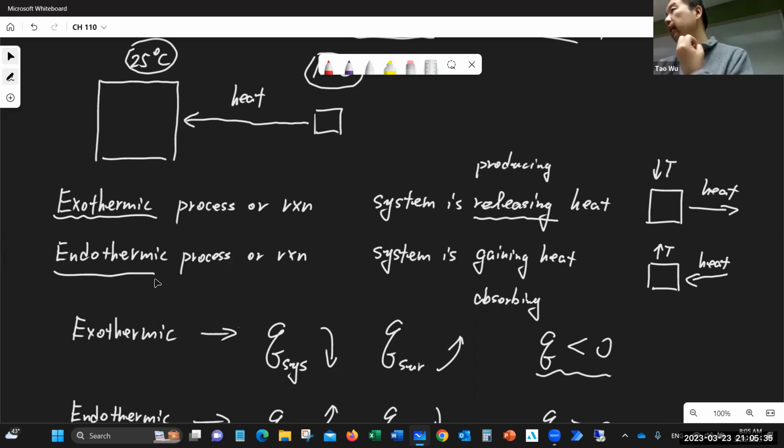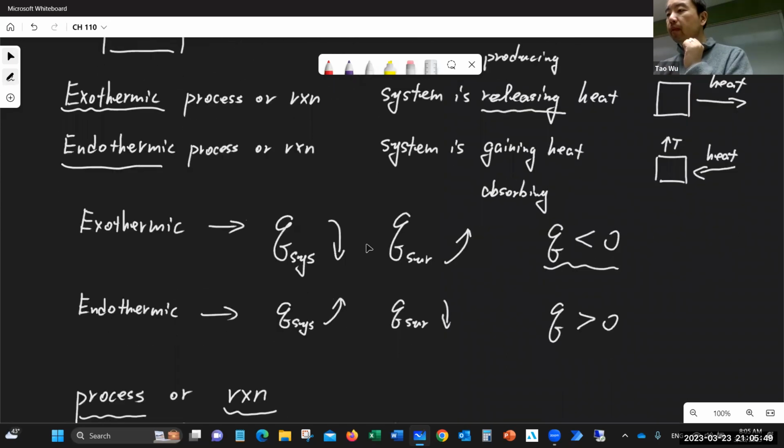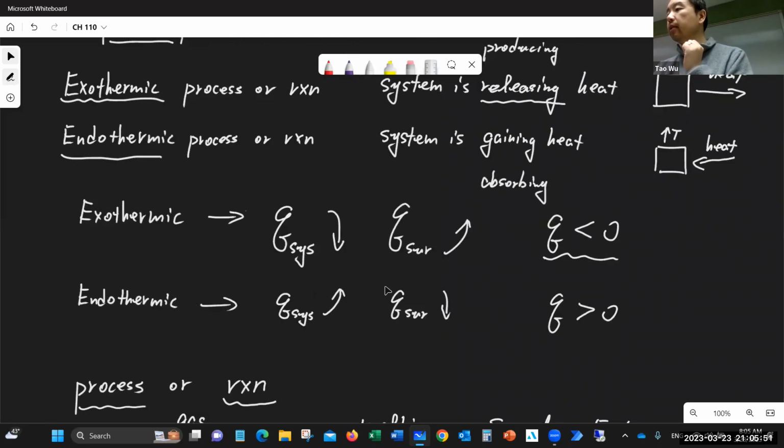Endothermic is gaining the heat. The system gains the heat, or the system absorbs the heat. So the heat is transferred to the object. And the heat has a sign. Exothermic, the heat is a negative sign. Endothermic, the heat is a positive sign. So the heat is all about the system. System losing the heat, then it is exo. System gaining the heat, that's endo.